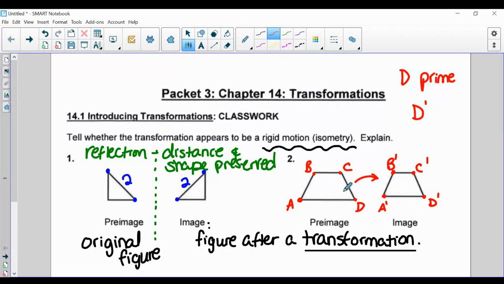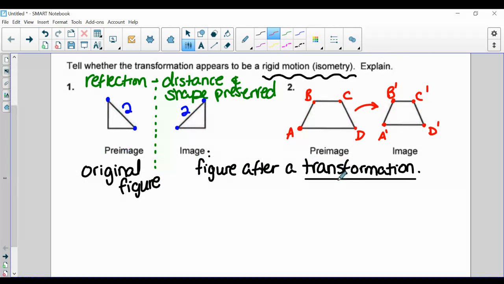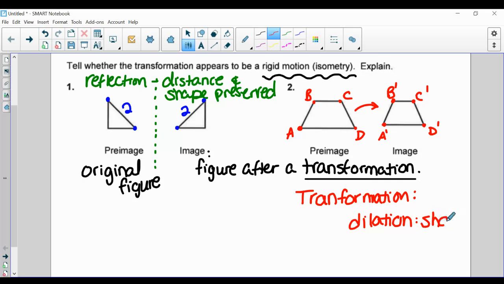So we read it as D prime, but the symbolic notation looks like a little apostrophe. In our second example, we see that it's become smaller. This quadrilateral becomes smaller, so we say it is not an isometry. The transformation that has occurred looks like it's a dilation, and with this type of transformation, let me put this here as a transformation. A dilation didn't change the shape, however, it changes the size. So we say no because the size has changed. It became smaller or it shrunk.